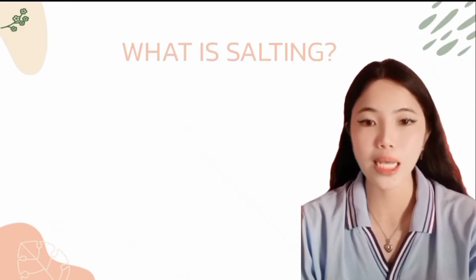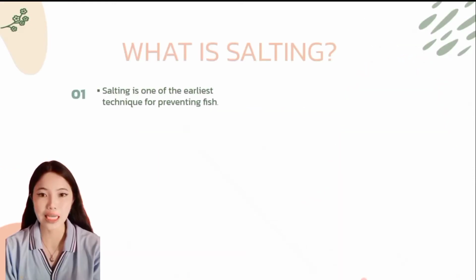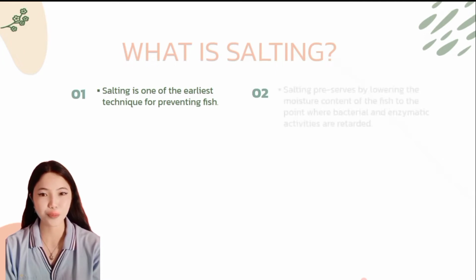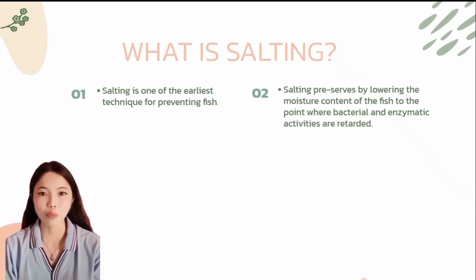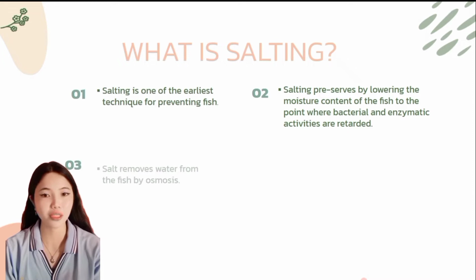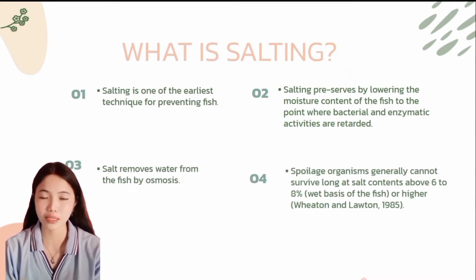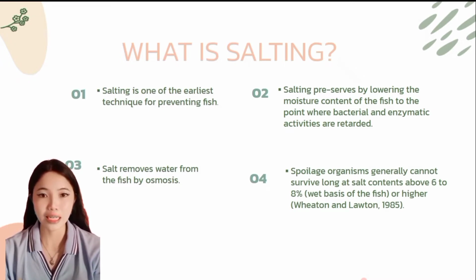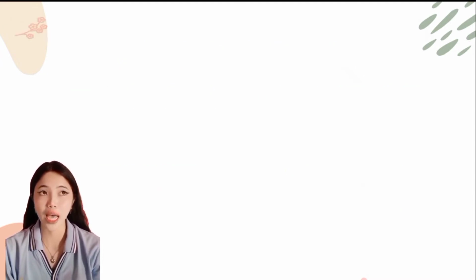So, what is salting? Salting is one of the earliest techniques for preserving fish, and it preserves by lowering the moisture content of the fish to the point where bacterial and enzymatic activities are retarded. Salt removes water from the fish by osmosis. According to Wheaton and Lawson, 1985, spoilage organisms generally cannot survive long at salt contents of about 6 to 8% on the wet basis of the fish or higher.